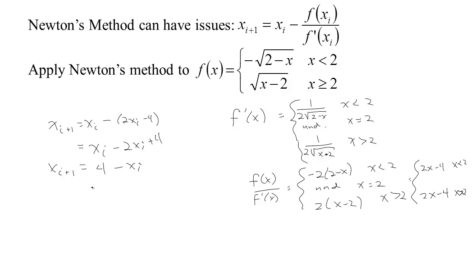So if we were to guess, say, 3, then our next guess would be 4 minus 3, which is 1, and then 4 minus 1 would get us back to 3, and then 4 minus 3 would get back to 1. It just keeps oscillating back and forth. We never get a solution. So you can see what's happening in this case.